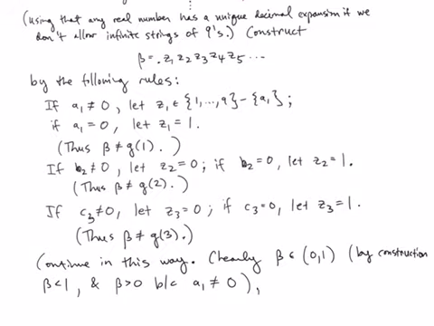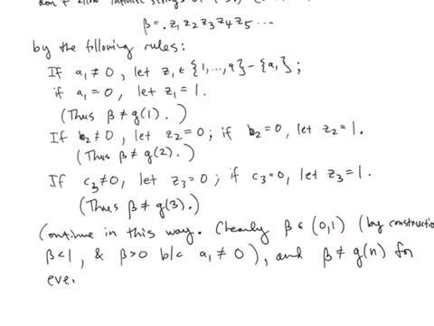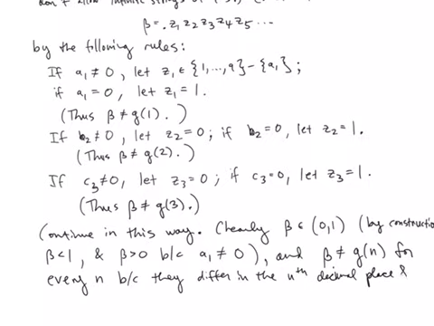But also clearly beta is in there, and beta does not equal G of n for every n, because they differ in the nth decimal place. They differ in the nth decimal place, and the decimal expansions are unique.